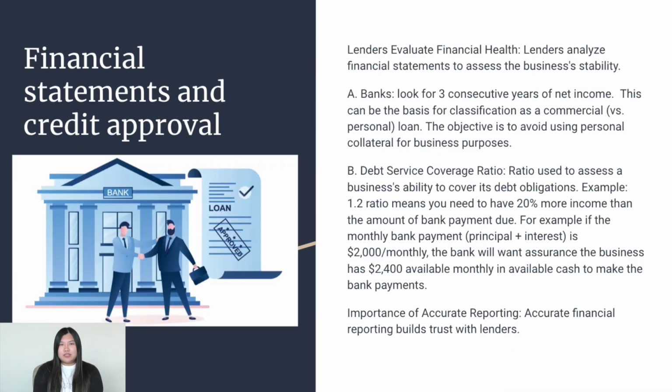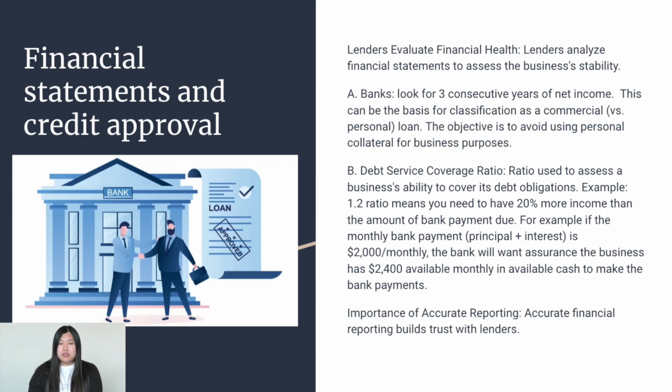With this slide, we're going to talk about financial statements and credit approval. Let's talk about lenders evaluating financial health. Lenders analyze financial statements to assess the business's stability. There are banks that look at 3 consecutive years of net income. This can differ, for clarification, for a commercial versus a personal loan. The objective is to avoid using personal collateral for business purposes. Usually net income is after taxes, how much the business earns within the year, and if it's negative, you lost money, which means you'll have to put your money in the business.